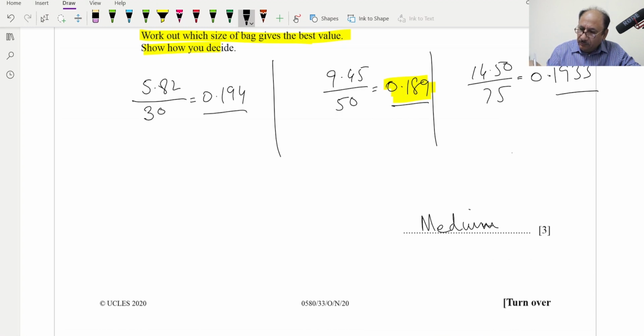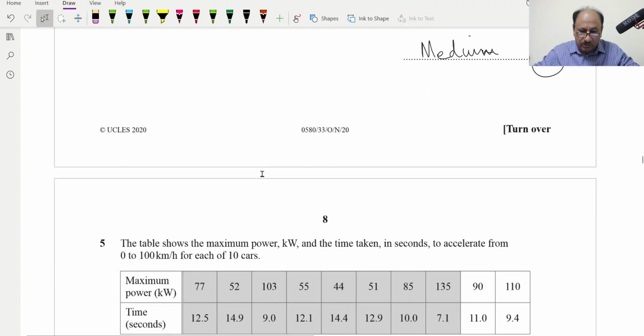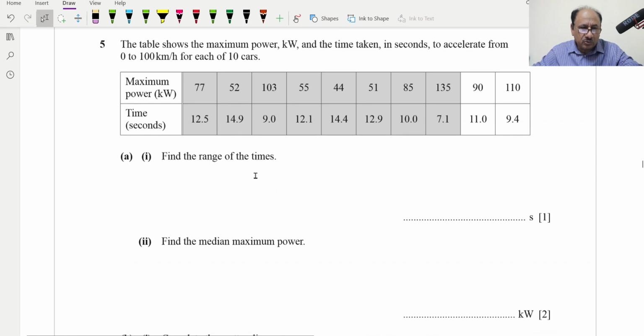Medium. Keep in mind, you will not be getting the 3 marks if you are just writing medium. You will have to provide the comparison, the logical solution. Then this is question number 5.